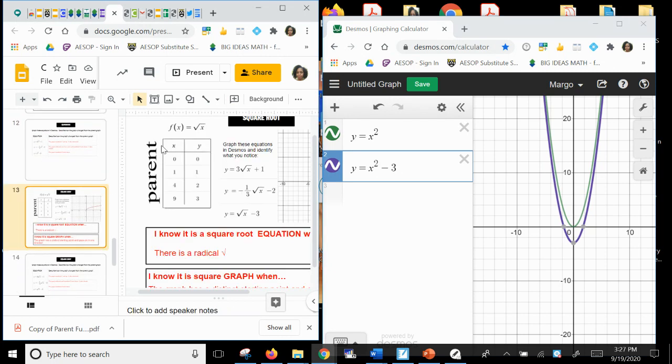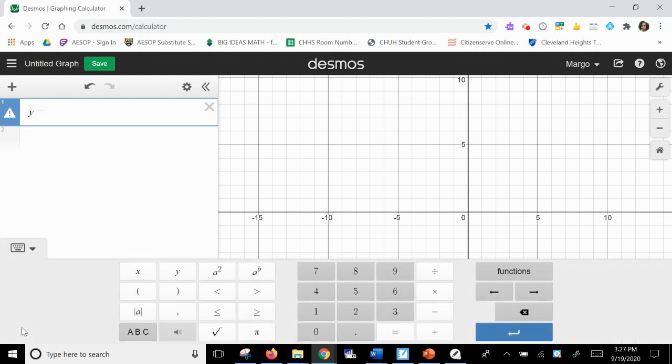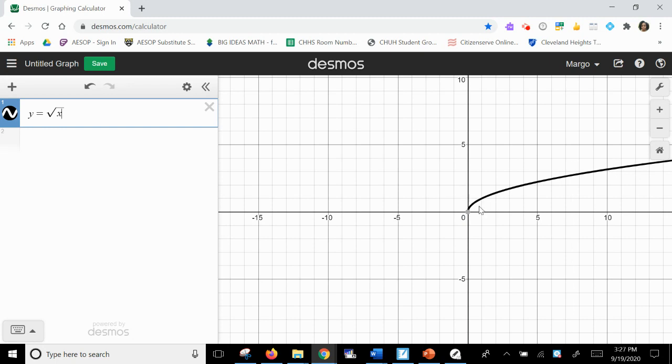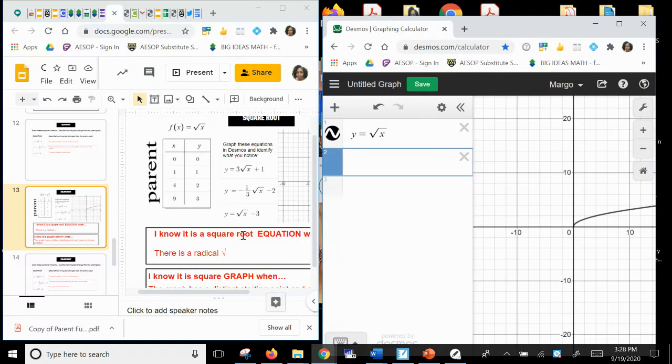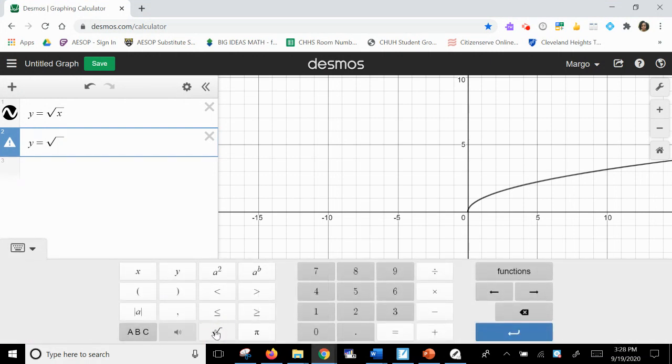Excuse me. Square root, that one should be pretty easy. So for square root, y equals, and square root is right here. I bring up my keyboard, and I click the square root, and I put an X right there. The square root graph looks like half a U, like half a parabola, but it's sideways, okay? So I'll do one more with you. So square root X minus 3, so Y equals, keyboard, square root X. I'm going to click on the outside so I can put minus 3.